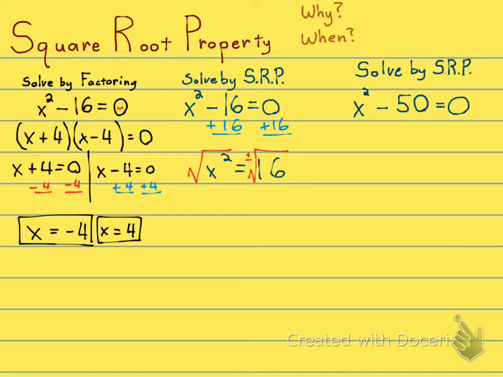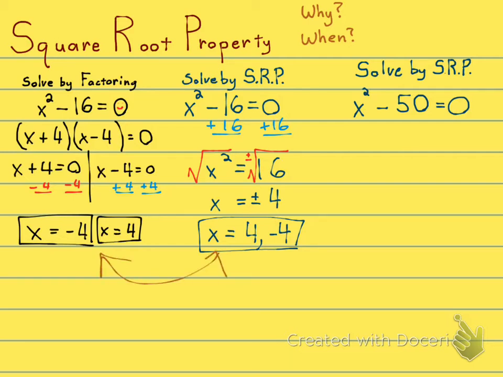Okay, and let's see it. So on the left-hand side, the square root of x squared is x. And on the right-hand side, we have plus or minus the square root of 16, which is 4. So that's actually two answers. It's the positive 4 and the negative 4. Okay, we don't need to write this plus right there. Now, notice that I get exactly the same answers.